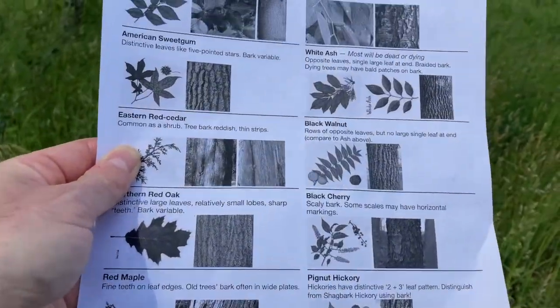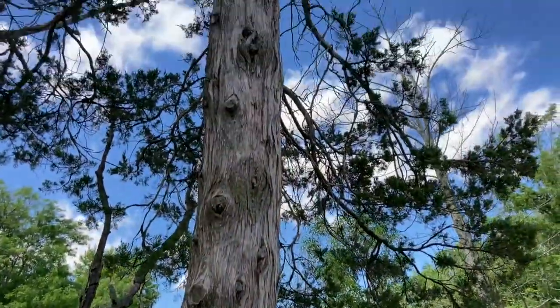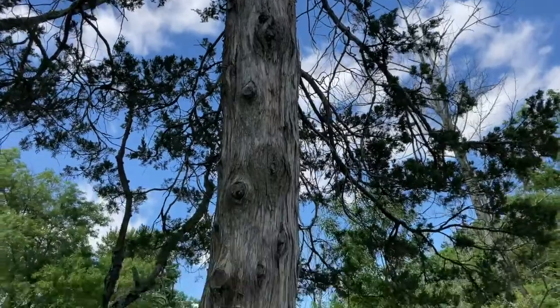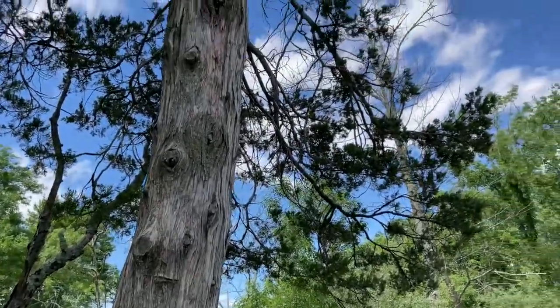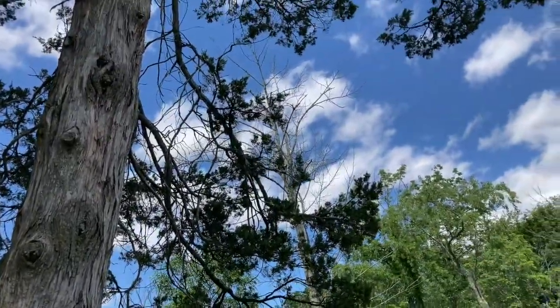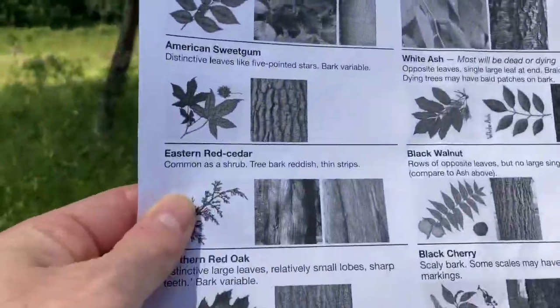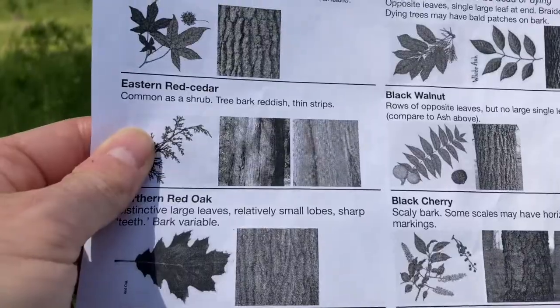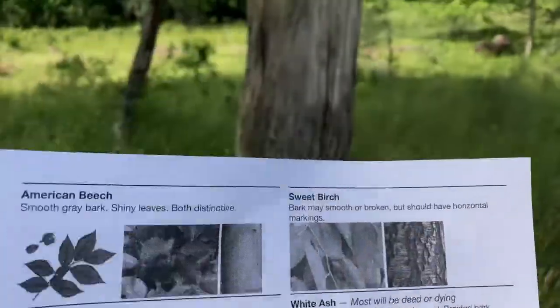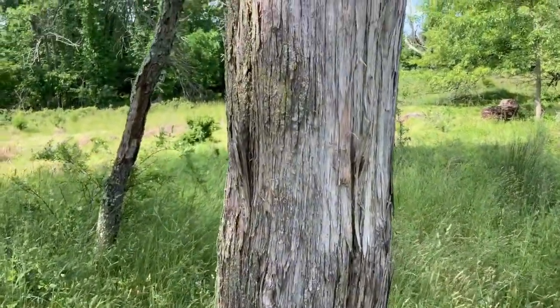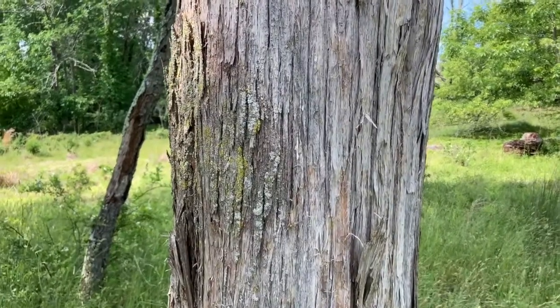Just to give you an example, this tree right here, this is an eastern red cedar. I can tell it's a cedar by looking up at the little tiny leaves. But if I want to check, here it is on the sheet, and you'll see that it describes the bark as reddish and in thin strips. And when I look closer, that just helps me confirm that I'm looking at a red cedar.